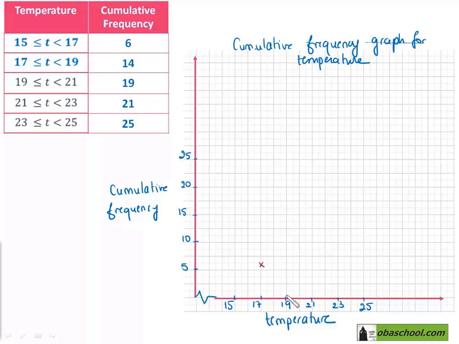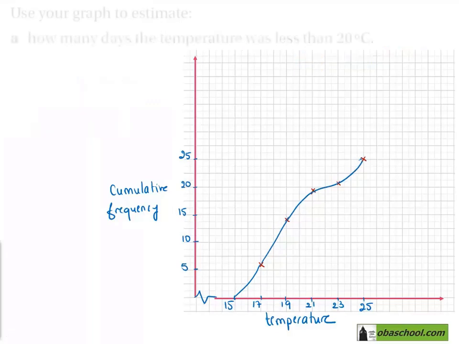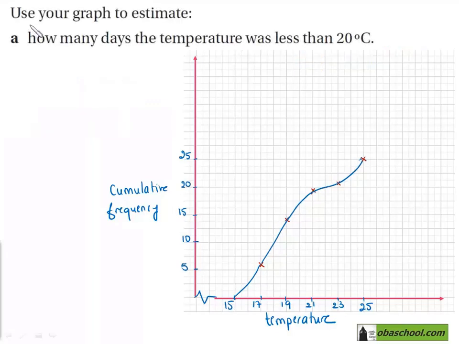And so, for the first one, at the upper bound of 15 to 17, we had 6. The next one was 14. 19 to 21 had 19. 21 to 23 had 21, and the final one had 25. Now that we have the points, let us go ahead and connect them. This is basically the graph that depicts the cumulative frequency of the temperature along with the 25 days.